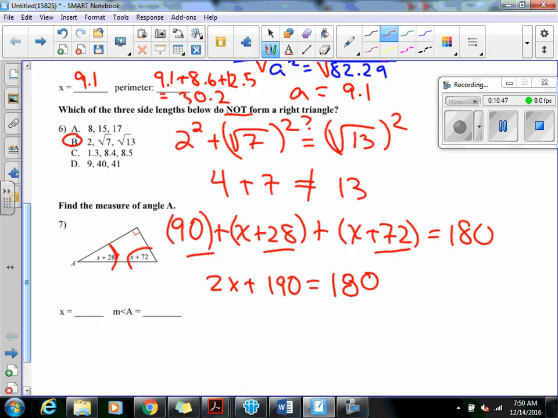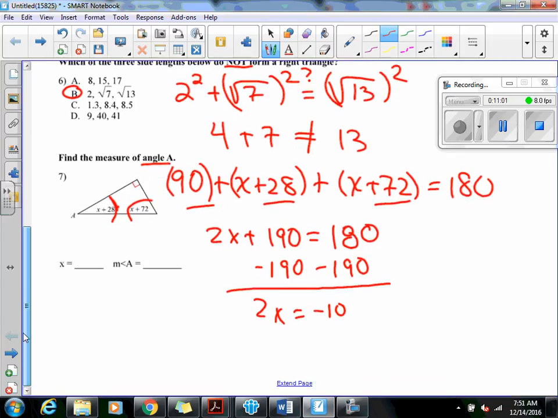Yeah, those are angles that are inside. They're inside. And the question said find the measure of the angle. So then we're going to subtract 190 from both sides. And we get 2x equals negative 10. And then divide both sides by 2.